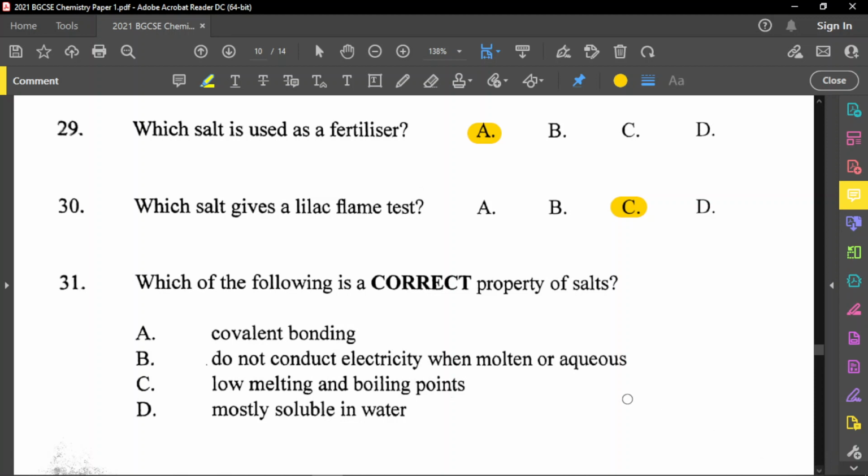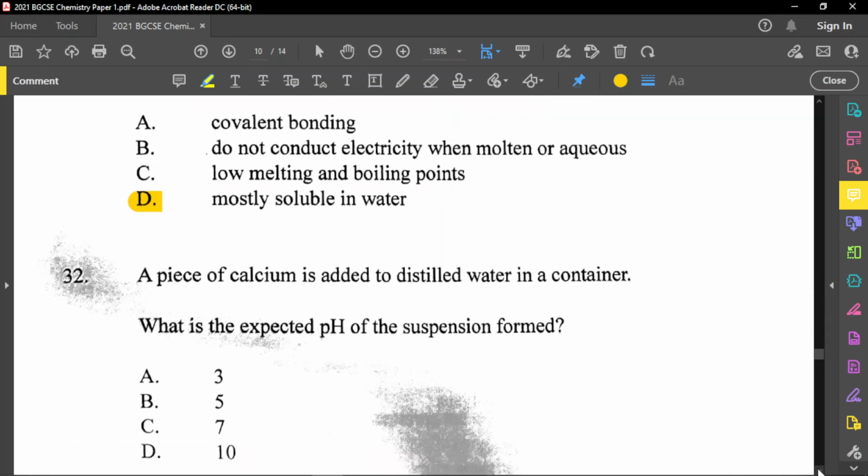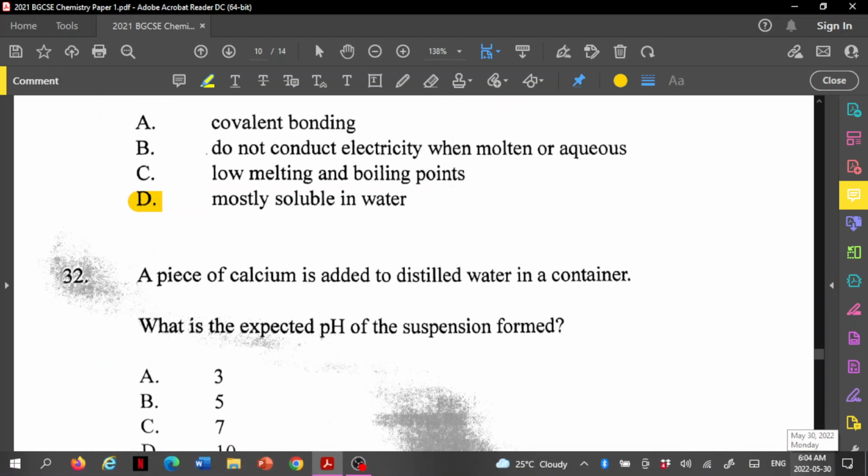They said salts do not conduct electricity when molten or aqueous. That's not true. They are good conductors, especially in molten and aqueous forms. Low melting point? They actually have high melting point and boiling point. But most of them are soluble in water, definitely. It depends on the type of salt, but most salts are soluble in water, of course. All right, next question.